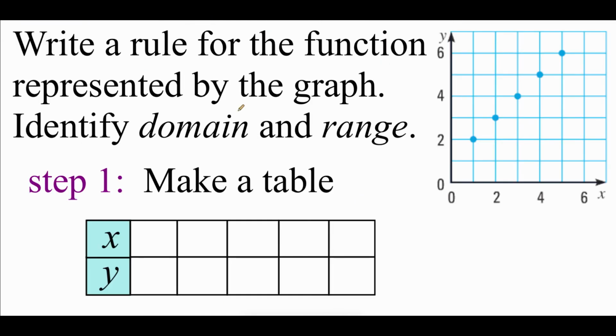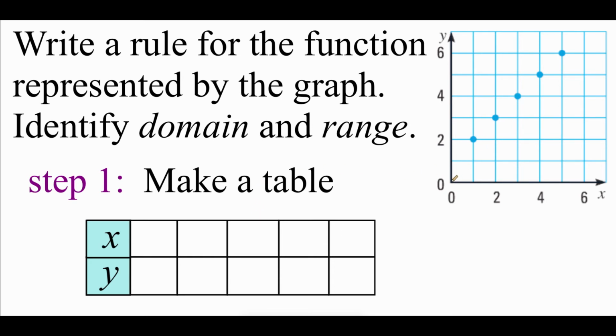In this next example, we're going to write a rule for the function that's represented by the graph. And then we're going to identify the domain and the range. So the very first thing I want to do is look at the graph, but turn that into a table of values. So in order to do that, I need to figure out where these ordered pairs are located.